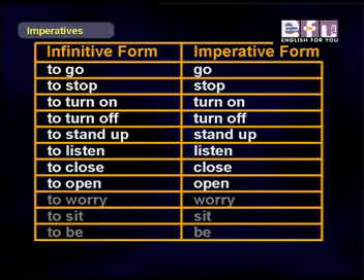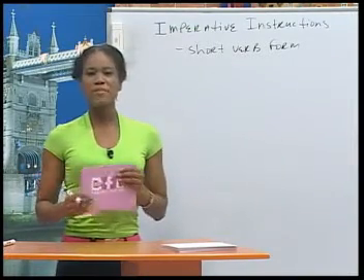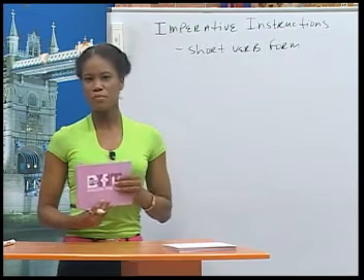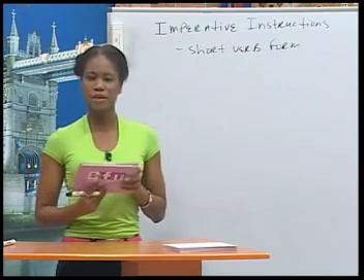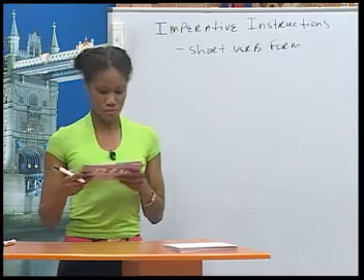To open, open. To worry, worry. To sit, sit. To be is be. So the imperative form of the verb is the same as the infinitive form, but without the word to in the beginning. Now let's practice.